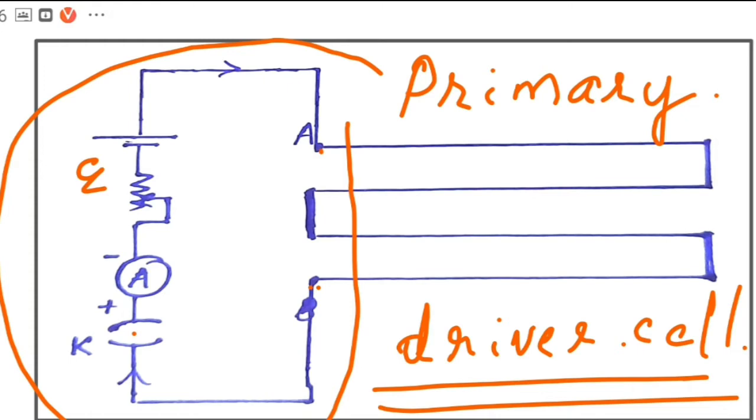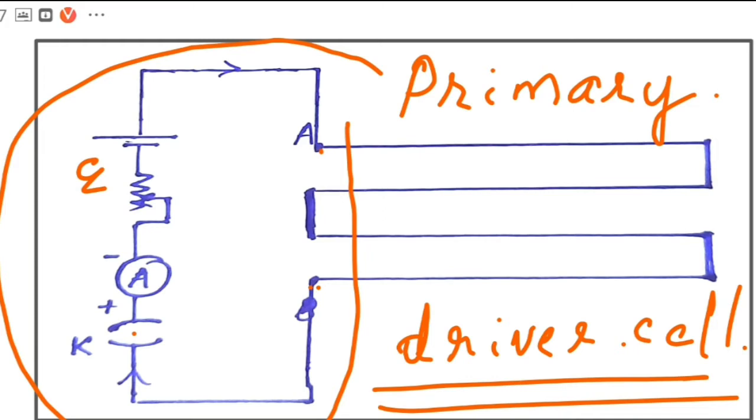The circuit which is used to provide potential difference across the ends of the potentiometer wire, or which is used to allow constant current to pass through the potentiometer wire, that circuit is called the driver circuit, and that particular cell is called the driver cell. And this circuit will be common for all the uses of the potentiometer.